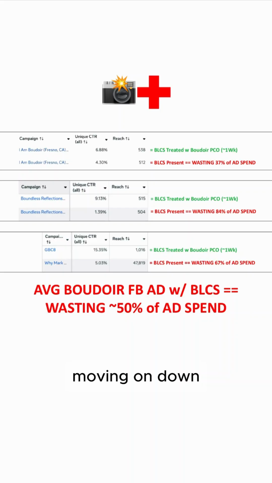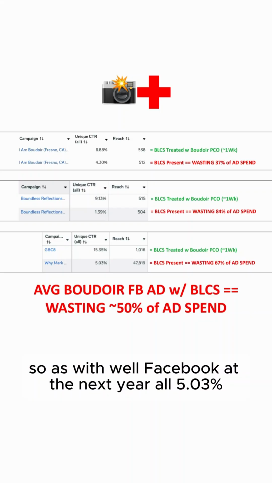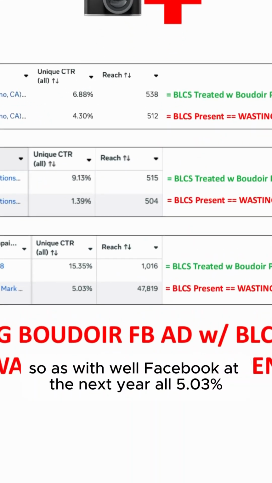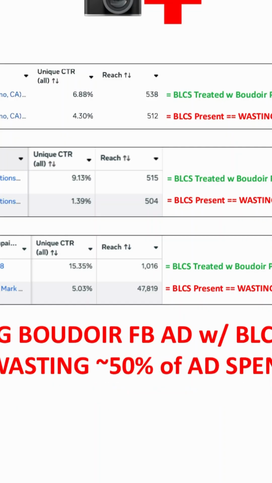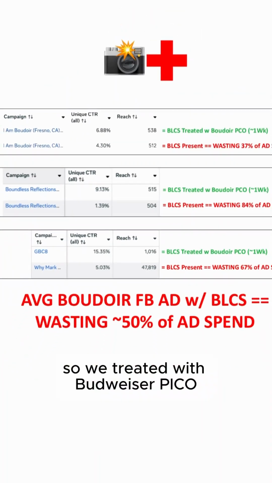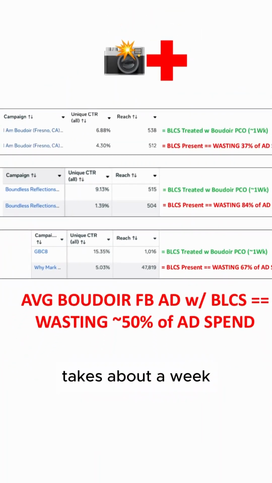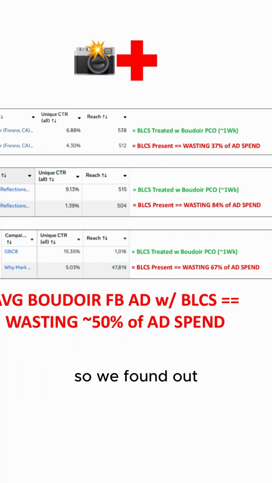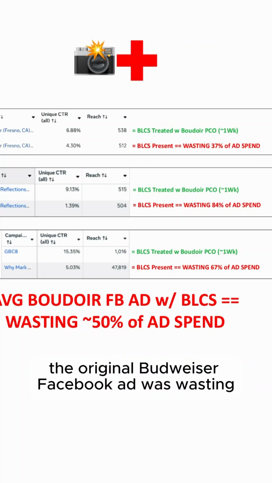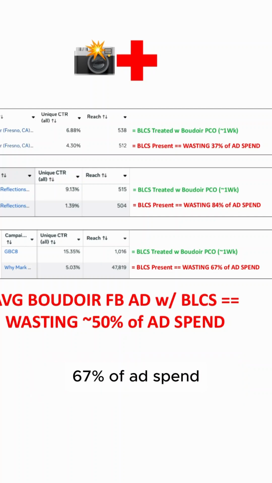Moving on down, had a patient come through. Their boudoir Facebook ad has a unique CTR of 5.03%. So unique CTR under 6%. We know that BLCS is present, boudoir low click syndrome. So we treated it with boudoir pico. Takes about a week. And we got the unique CTR to 15.35%. So we found out the original boudoir Facebook ad was wasting 67% of ad spend.